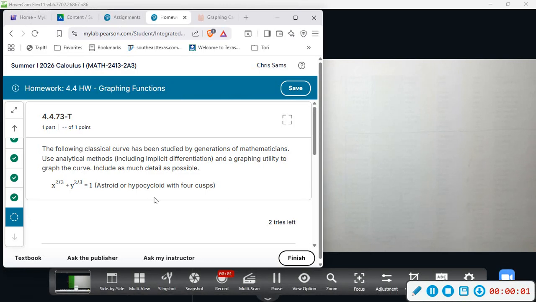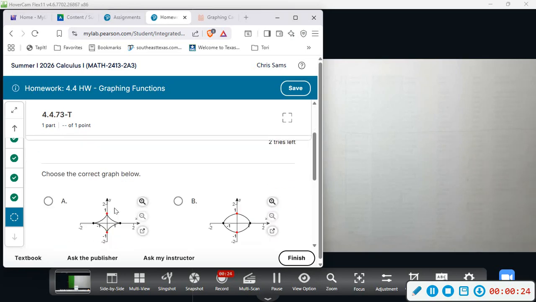All right, question number 20. It says the following classical curve has been studied by generations of mathematicians, used for analytical methods, including implicit differentiation, graphing utility to graph the curve. It wants me to use, I'm sorry, not using. Include as much detail as possible.